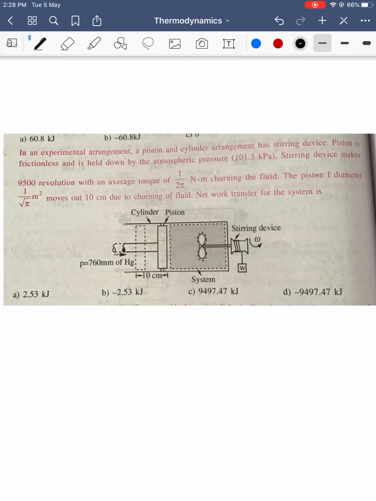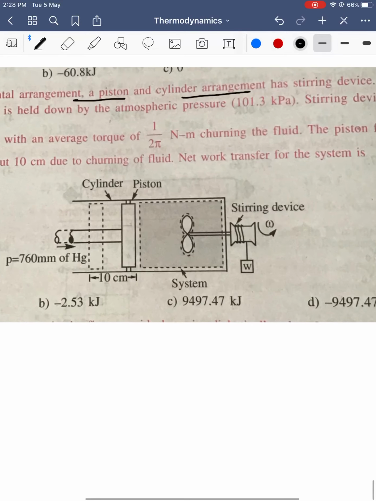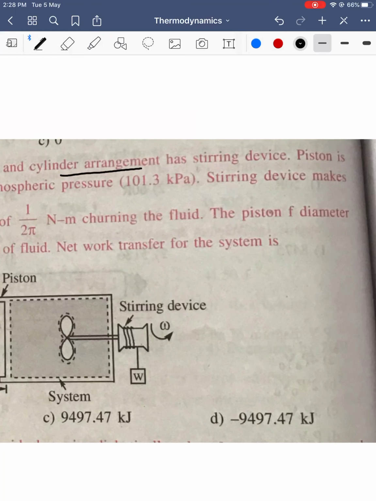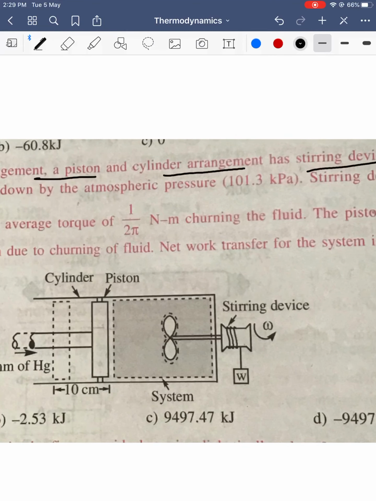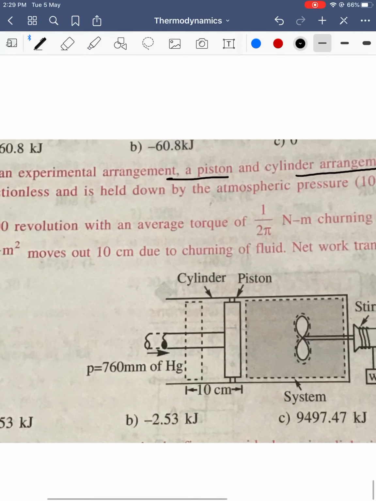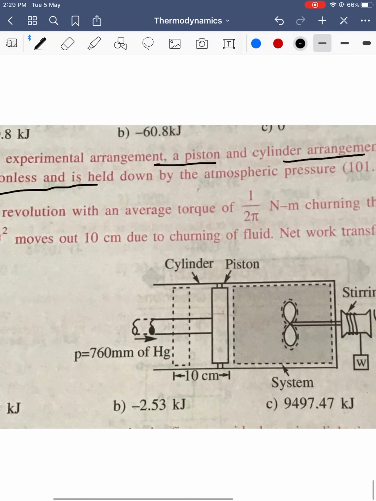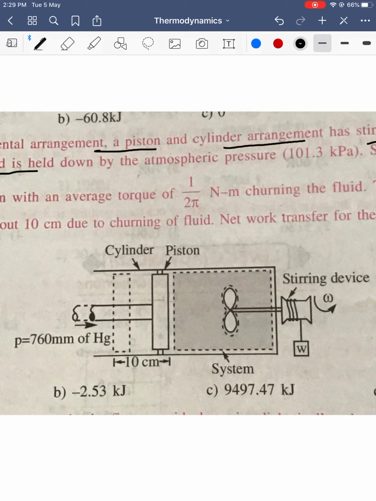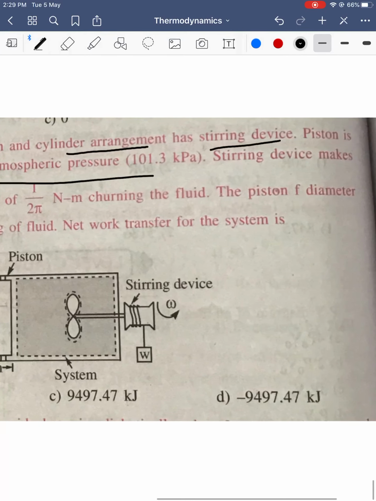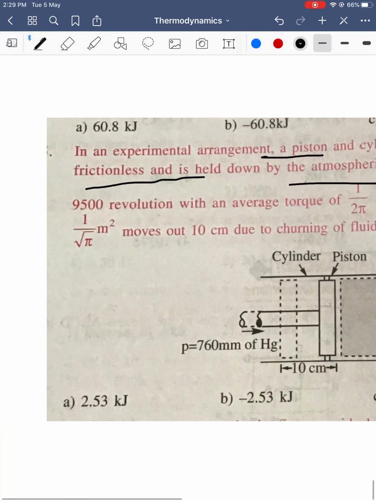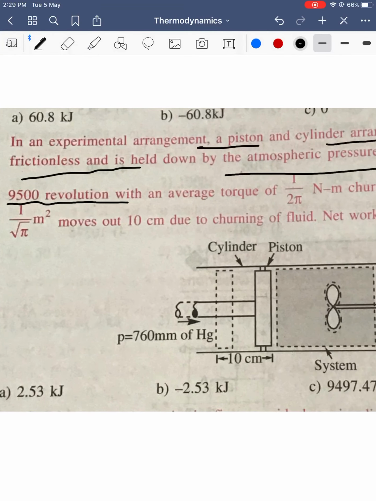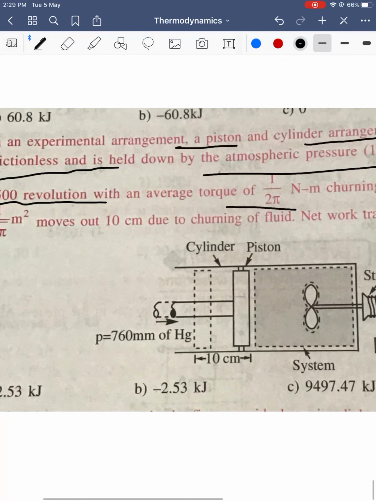So in an experiment arrangement, a piston cylinder arrangement has a stirring device, and the piston is frictionless and is held down by atmospheric pressure. This is how the diagram looks. Atmospheric pressure is given. The stirring device makes 9500 revolutions with an average torque of 1 by 2 pi Newton meter, churning the fluid.